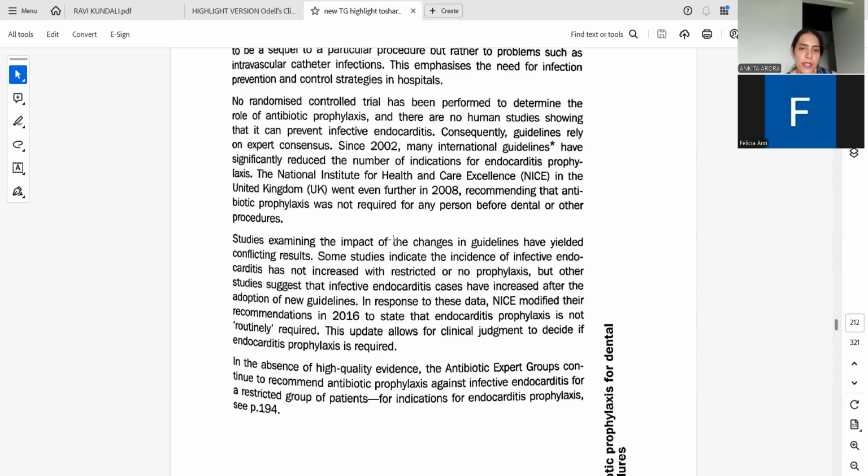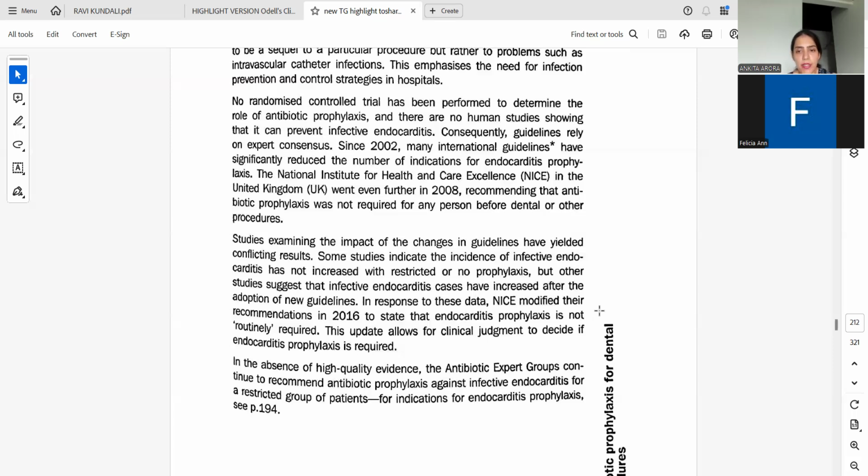Then we have studies examining the impact of changes in guidelines, which have yielded conflicting results. Patients can come whose previous dentist did some dental procedure between 2000 and 2008, and they say, I was given antibiotic prophylaxis previously, why are you not giving me? So that is where conflicting results can come. Some studies indicate that the incidence of infective endocarditis has not increased with restricted or no prophylaxis, but other studies suggest that it has increased after adoption of new guidelines.